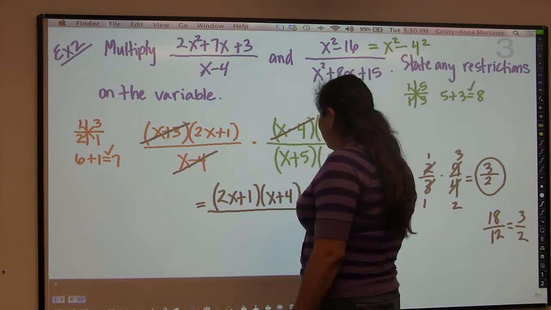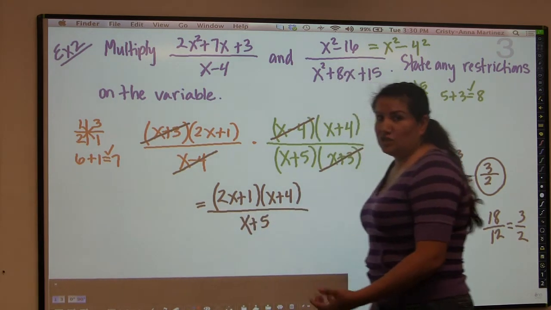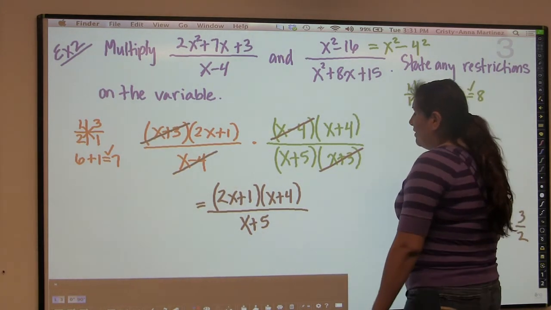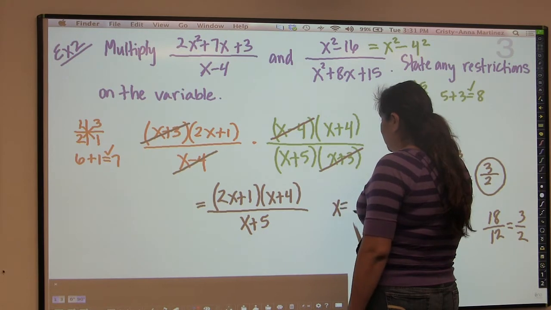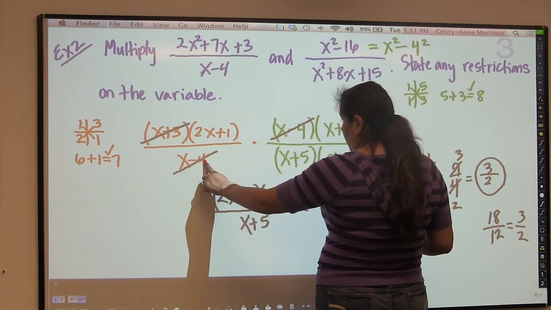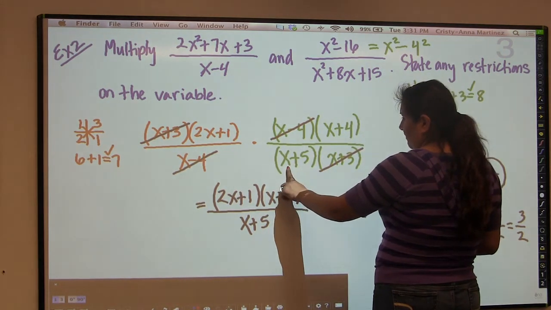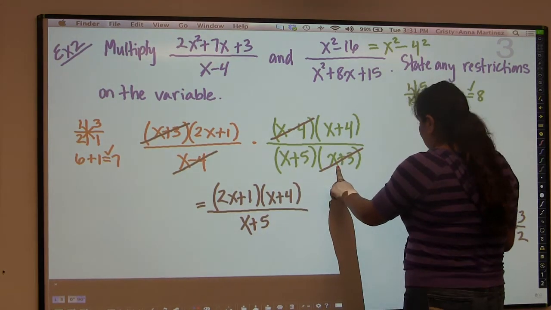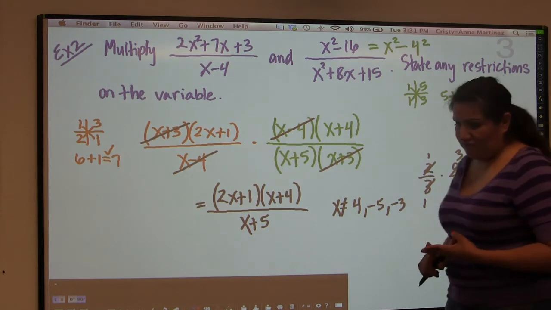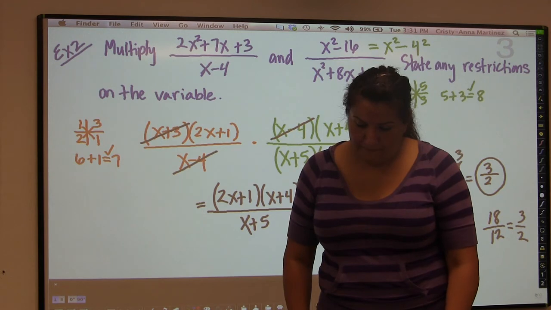And on the bottom, we're going to get just the x plus 5. But when we state the restrictions on the variables, again, you want to start with the original problem. So we have to restrict the variables. x can't equal positive 4, because then this will be 0. It can't be negative 5, because of the negative 5 plus 5 here. And it can't be negative 3. So those are the 3 restrictions. It can't be 4, it can't be negative 5, and it can't be negative 3. All right?